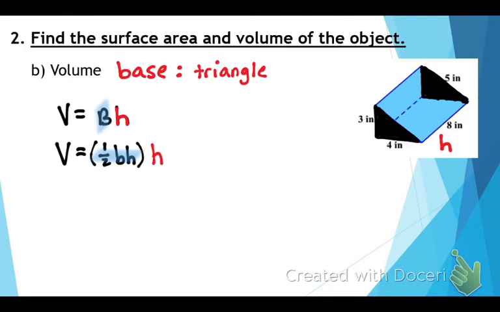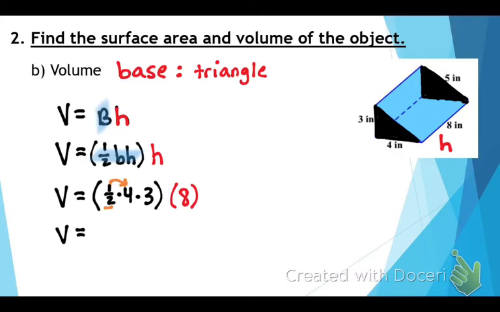Back to Kaylin. Let's talk about the base first, things first. Half times, what is the base of that triangle? 4 times 3, very good. And what is the height of the whole prism? 8 is correct, as we just talked about. Okay? Now let's keep going. What is half of 4?